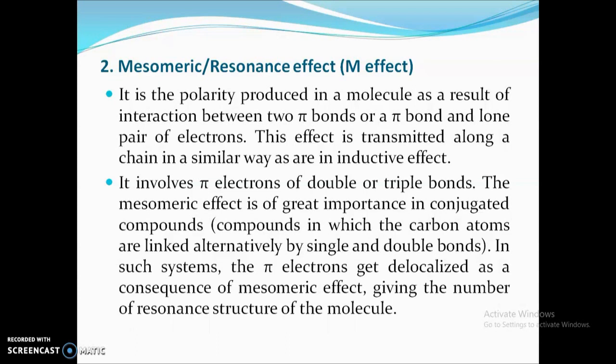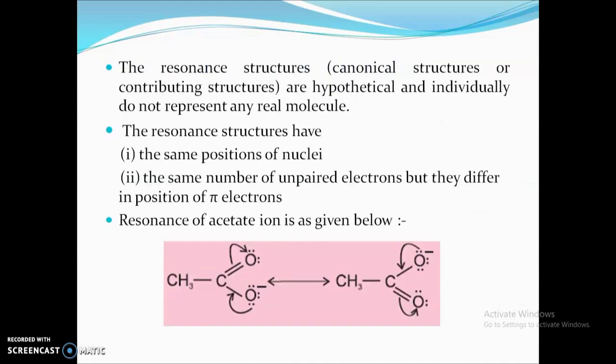In conjugated systems where double bond and single bond are linked alternately, pi electrons are delocalized as a result of mesomeric effect, giving rise to various resonating structures. Resonating structures, which are also termed canonical forms, are just hypothetical and do not represent the actual molecule. The actual structure of these compounds is a combination of all of these, which is known as a resonance hybrid.